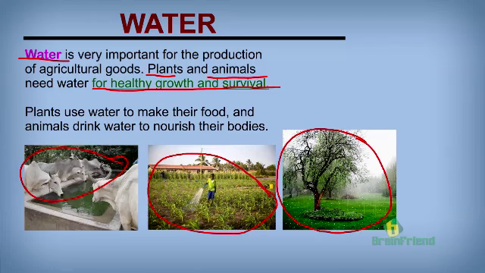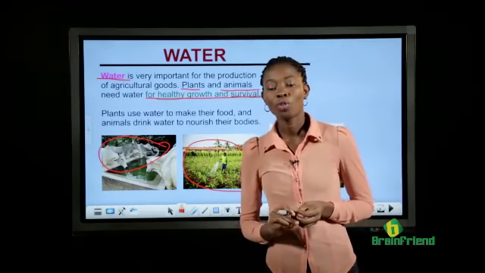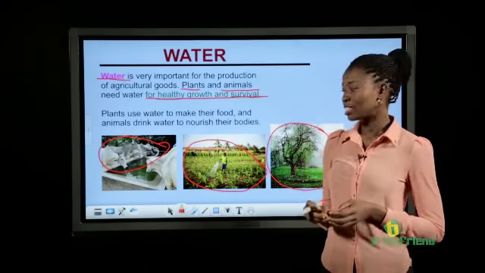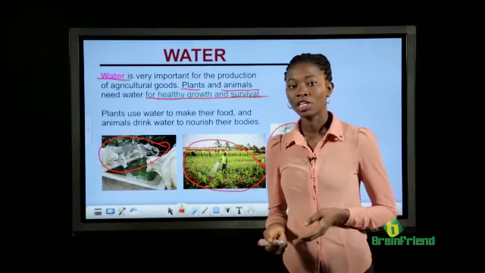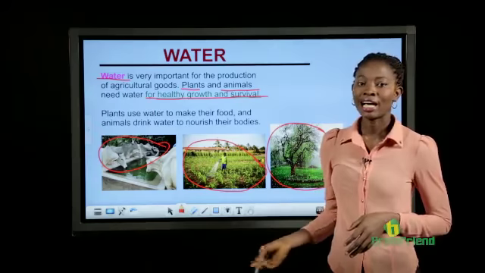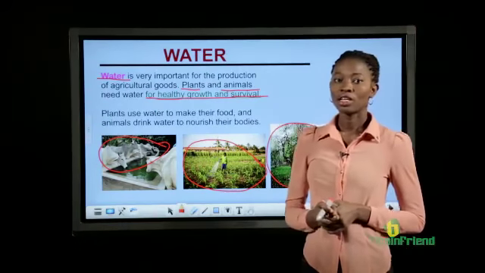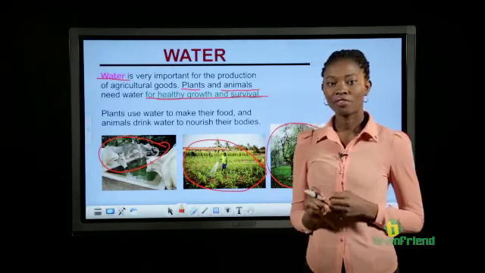Water is gotten from several sources. Crops get water from rainfall or by the physical process of watering the farm by the farmers. Animals get water from water reservoirs or water supplied to them by the farmers.